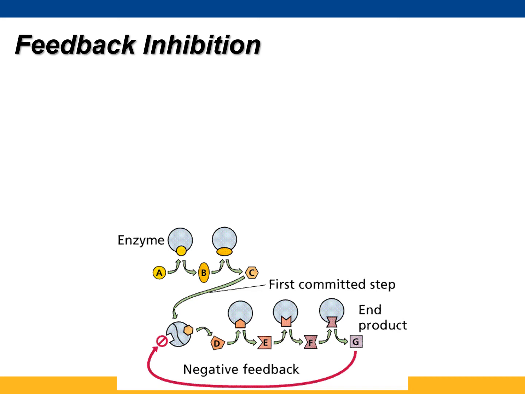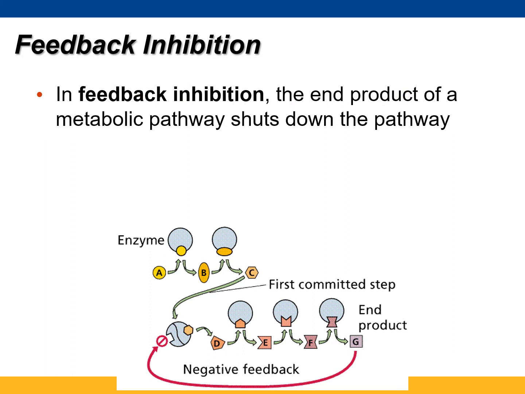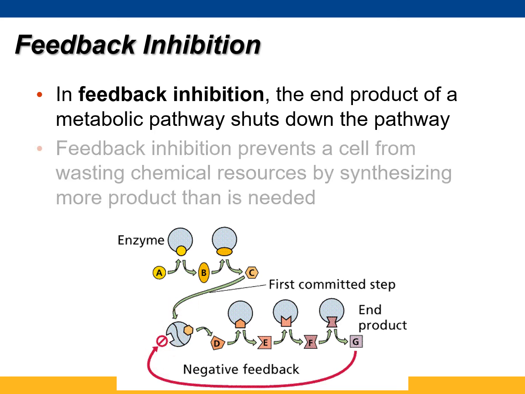Again, it's allosteric regulation, but in this case what we have is the end product, or sometimes intermediates, coming back and shutting down earlier steps in the metabolic pathway. We call this negative feedback or feedback inhibition. Very, very common. The end product shuts down the pathway, usually at a relatively early step.